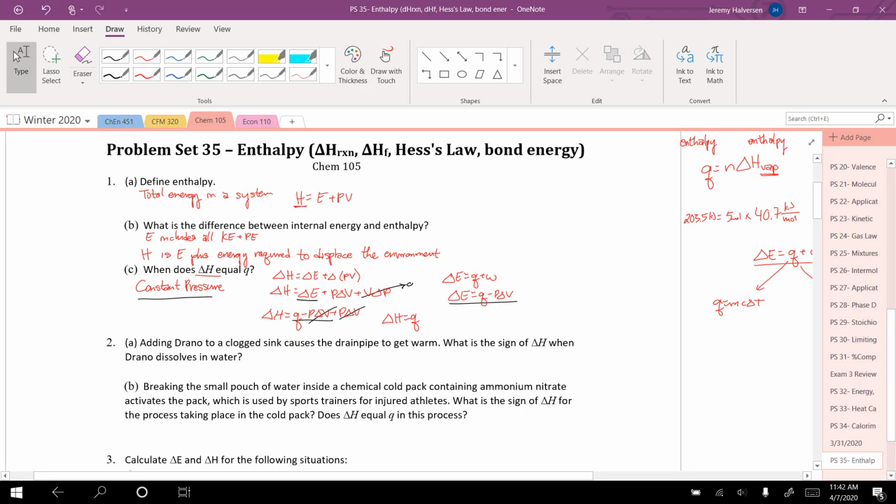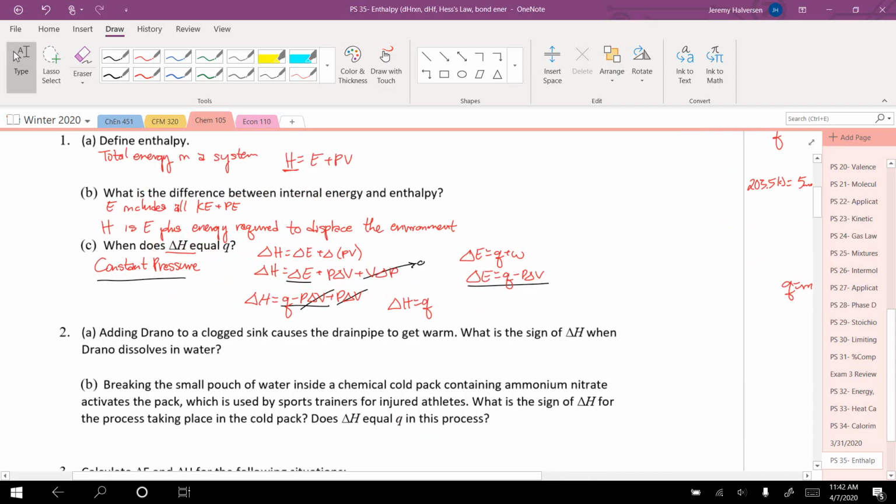So because delta H is just heat when pressure is constant, we can answer a lot of the questions that we've previously answered about heat. Adding Drano to a clogged sink causes the drain pipe to get warm. What is the sign of delta H when it dissolves? Well, if it's causing the pipe, the surroundings, to get warm, that means that dissolving must be releasing heat. If it's releasing heat, then the sign of Q and the sign of delta H is negative.